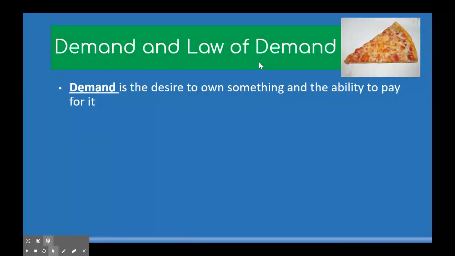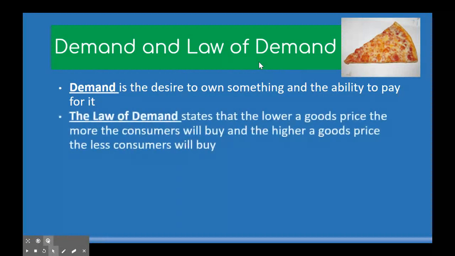So when we use the term demand, we're saying it is the desire to own something and the ability to pay for it. That is the definition for demand. When we talk about the law of demand, this is our standard definition. The law of demand states that the lower a good's price, the more the consumers will buy, and the higher a good's price, the less consumers will buy. That is the straightforward definition for the law of demand.